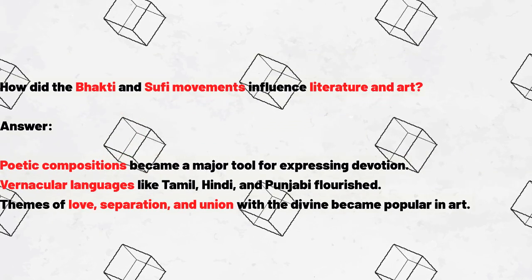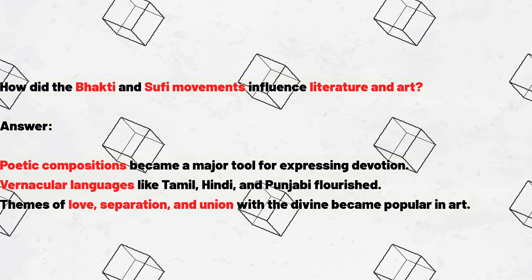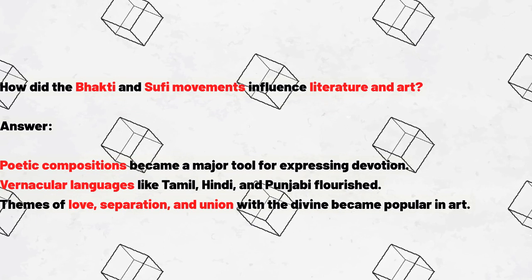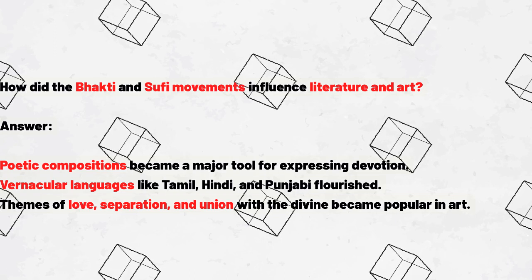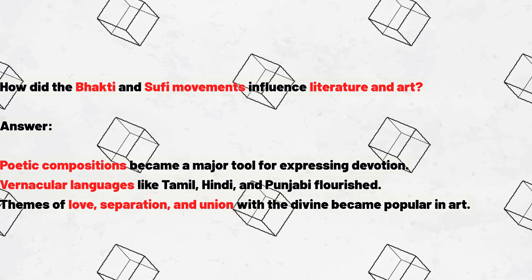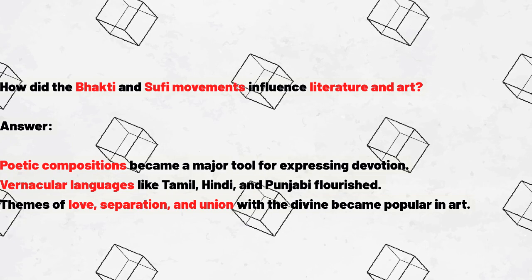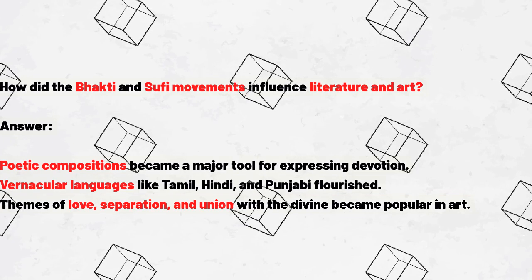How did the Bhakti and Sufi movements influence literature and art? Answer. Poetic compositions became a major tool for expressing devotion. Vernacular languages like Tamil, Hindi, and Punjabi flourished. Themes of love, separation, and union with the divine became popular in art.